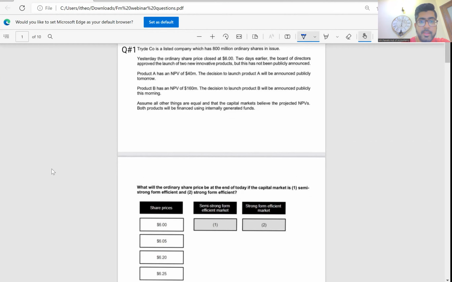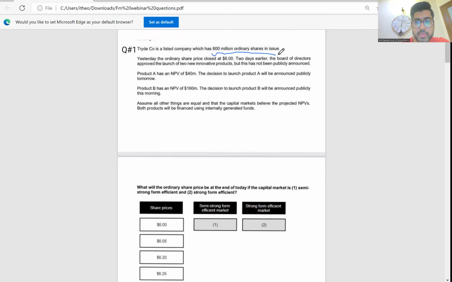Trite Limited is a listed company which has 800 million shares in issue. So the first point, the company is a listed company. It has 800 million shares in issue. Yesterday, the ordinary share price closed at 6. So yesterday, the closing share price was 6. 2 days earlier, the board of directors approved the launch of 2 new innovative products, but this has not yet been publicly announced.